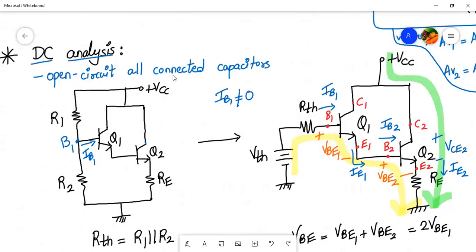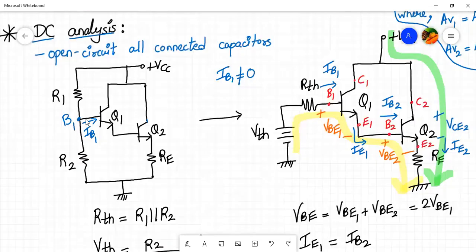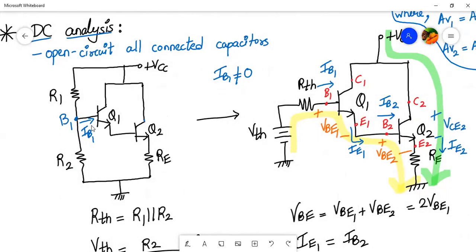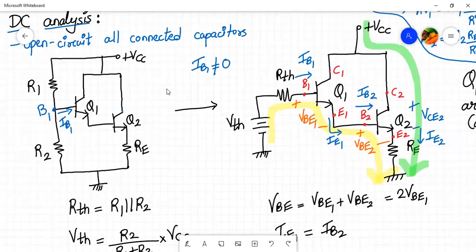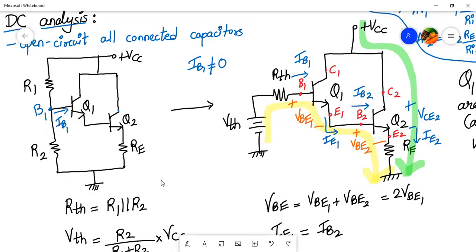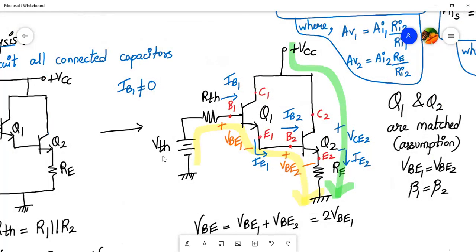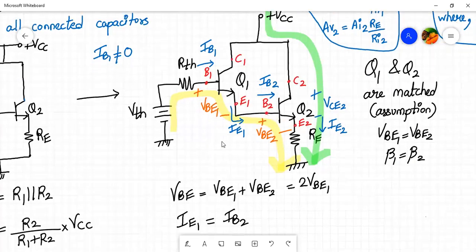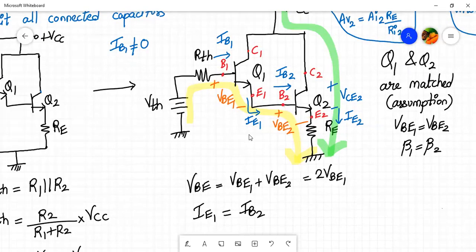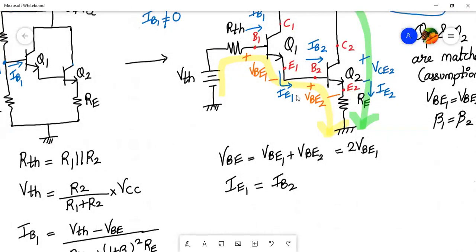So for DC analysis, we open circuit all connected capacitors and we got this circuit in front of us. Then we applied Thevenin's equivalent at the base terminal of Q1. And this is how the circuit reduced now. We have Thevenin's equivalent voltage VTH and RTH. The yellow color marking over here is for the KVL of the input loop, that is the base emitter loop, and the green color is the KVL at the output loop, that is the collector emitter loop. Assuming that Q1 and Q2 are matched, your VBE1 and VBE2 are same, and beta1 and beta2 are same. So no need to derive this.